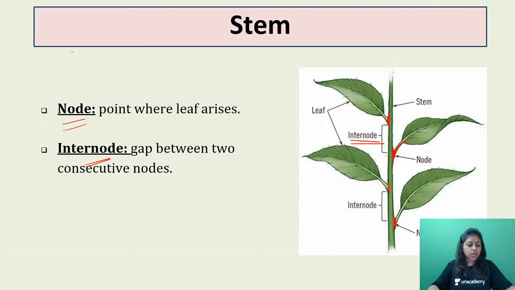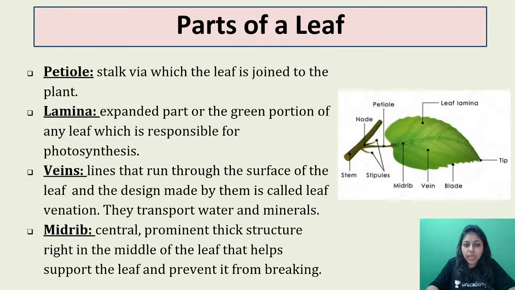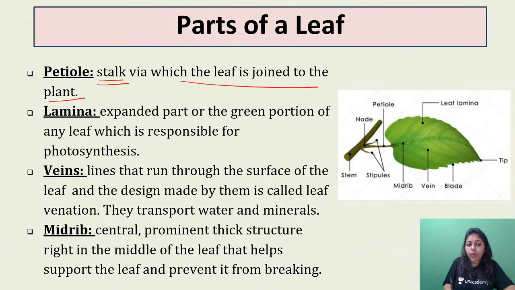All right. So now we will be talking about the parts of the leaf. Now we know that the leaf forms a very important part of the stem. So now here is the leaf. You can see the stalk via which the leaf is joined to the plant. It is joined at the point which is called the node, and the part which is actually attached with the node is called the petiole. What do we call it?